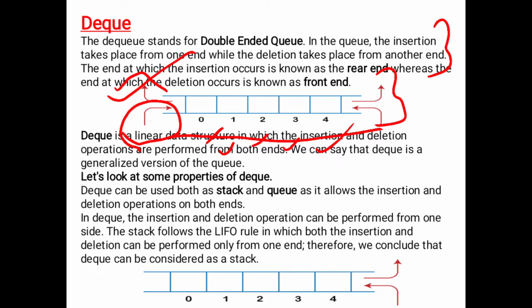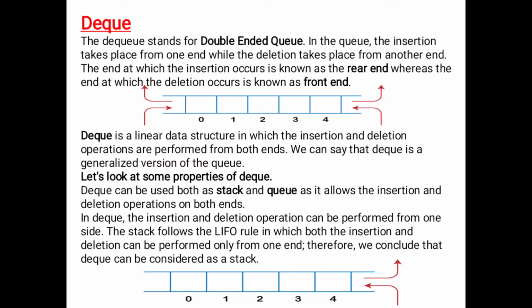So in this diagram, both ends, that means the front end and the rear end, are used for insertion and deletion of elements in the queue. That is the main concept of a double-ended queue. Double-ended queue means we can insert and delete data in the queue at both available ends. So that is the main concept of deque.